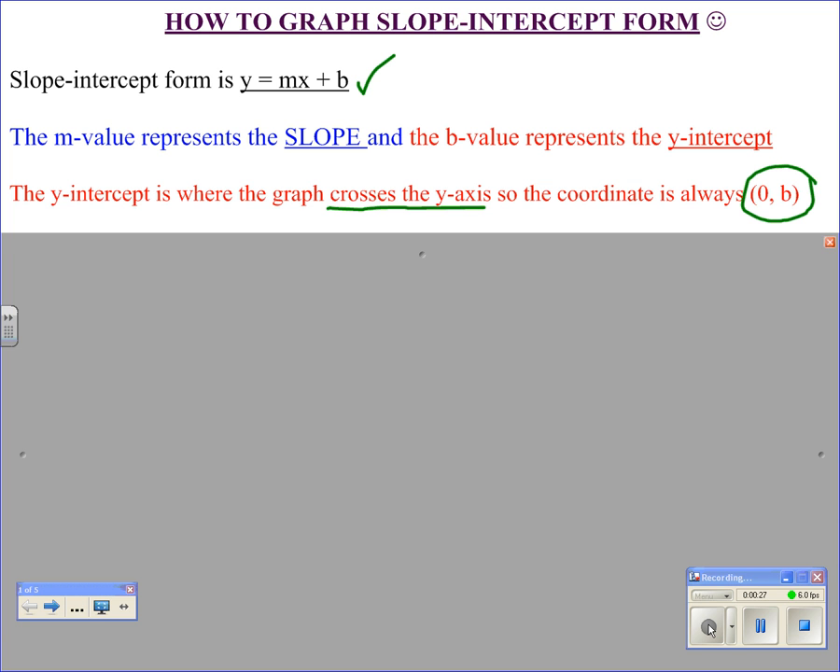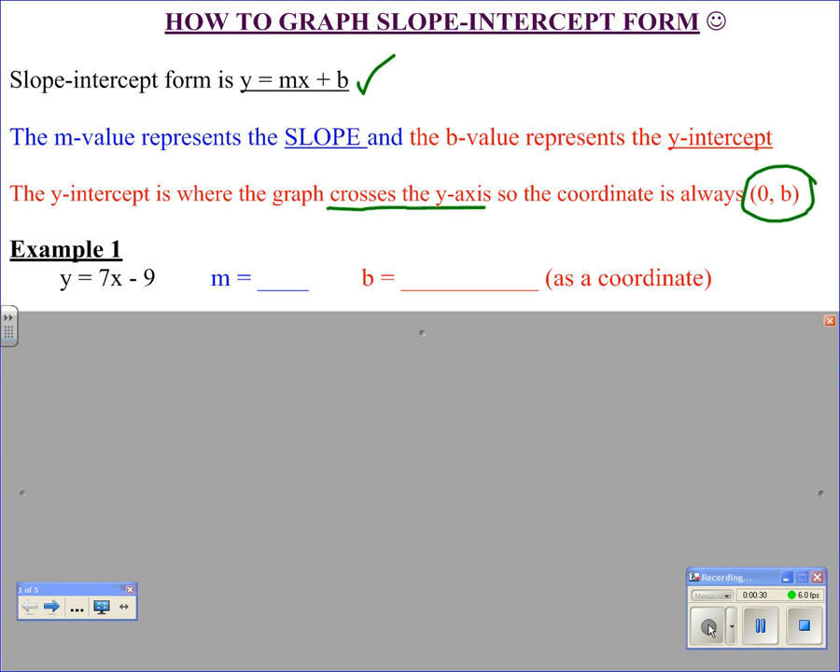Let's take a look at the first example. For example 1, I have the equation y equals 7x minus 9. The slope, the m value, is with the x. In this case, my slope is 7. My b value, my y-intercept, is the number without the x. I have negative 9. So as a coordinate, it would be 0, negative 9.